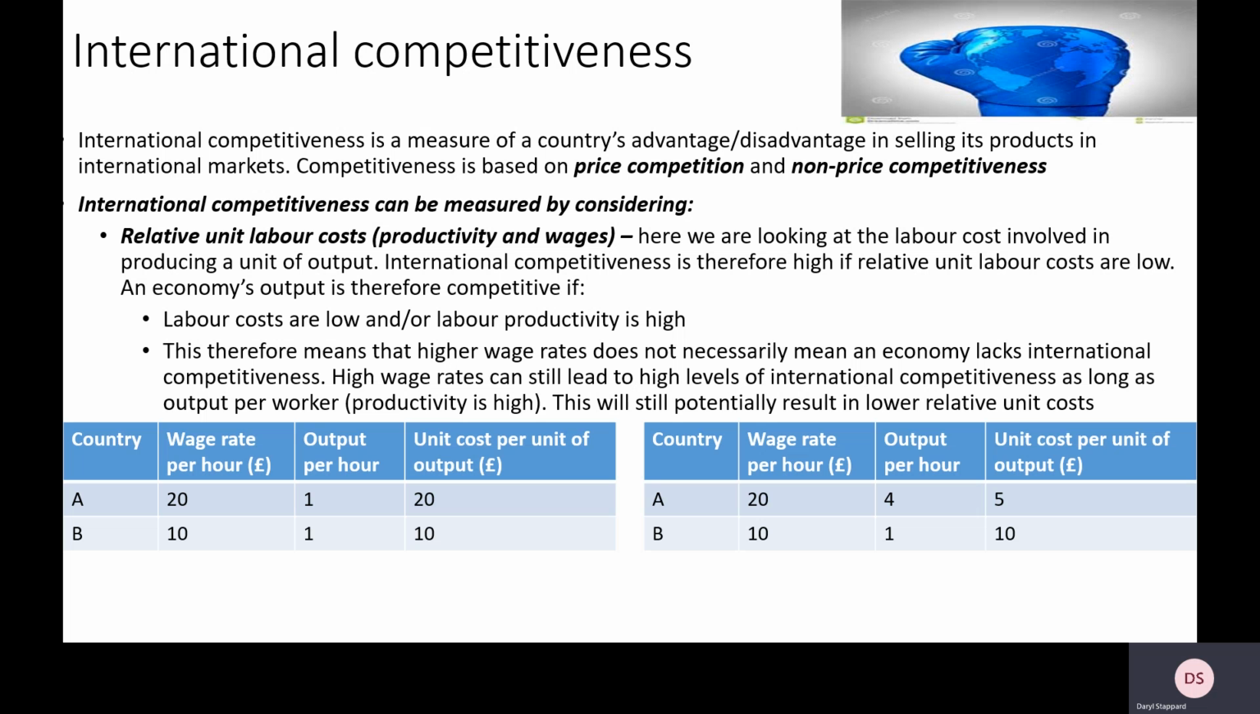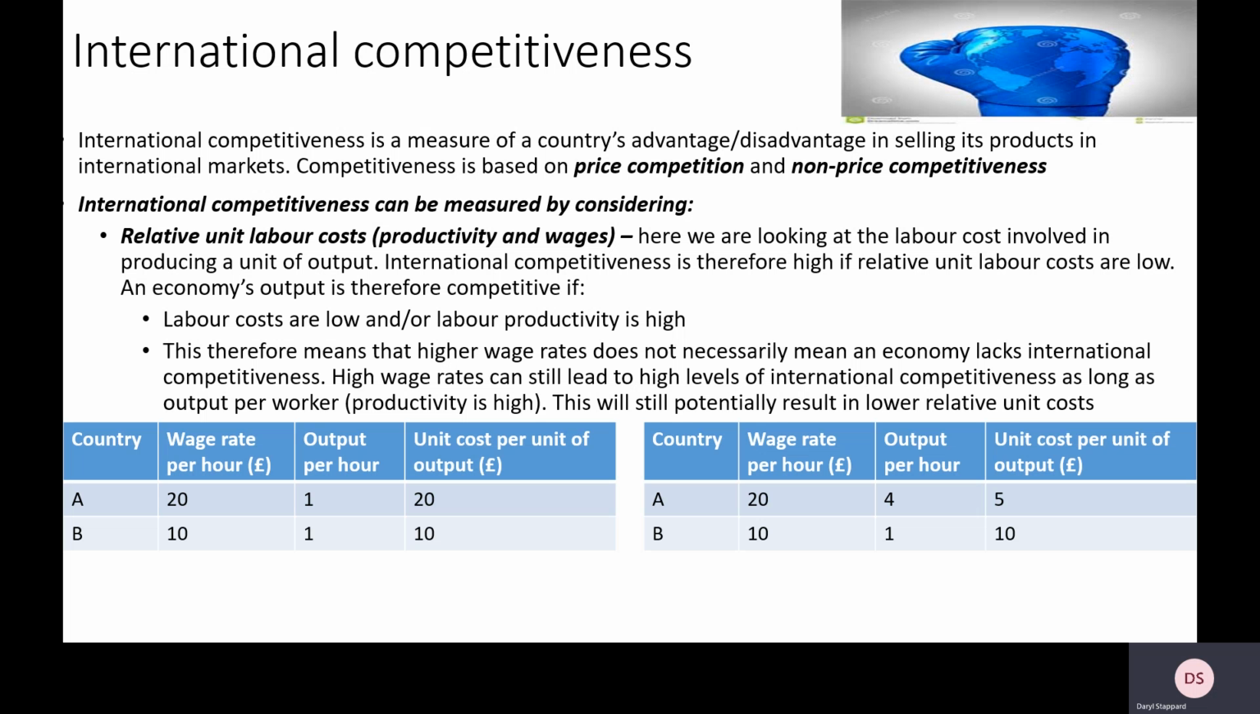So what I'm going to do in the first scenario on the left, I'm going to be looking at a world where we have two different economies. We've got country A and we've got country B. The wage rate per hour in country A is £20, whereas the wage rate in country B is £10. I'm then going to assume that both economies have got equal productivity levels. So the output per hour in countries A and B is 1 unit of output per hour.